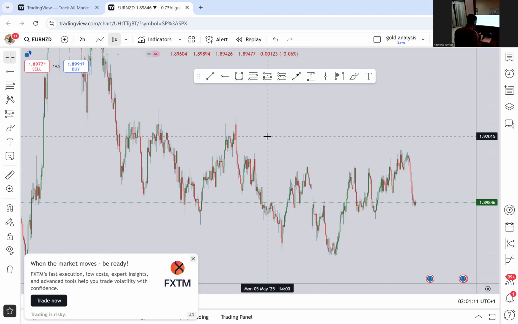Today we'll be looking at a few examples on EURNZD, so you can further understand that this absolutely works on every pair. So, let's get onto it.